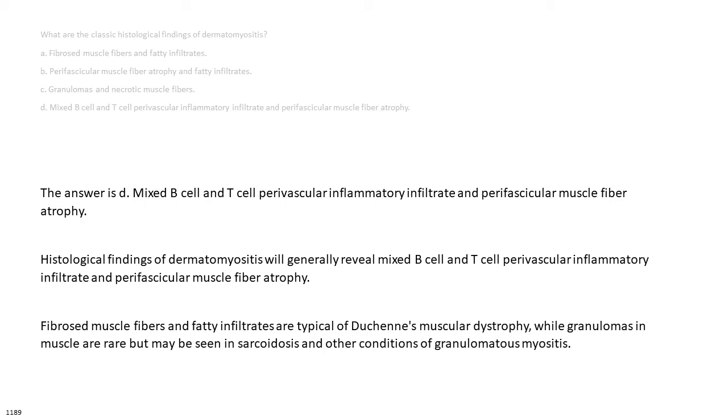Fibrous muscle fibers and fatty infiltrates are typical of Duchenne's muscular dystrophy, while granulomas in muscle are rare but may be seen in sarcoidosis and other conditions of granulomatous myositis.